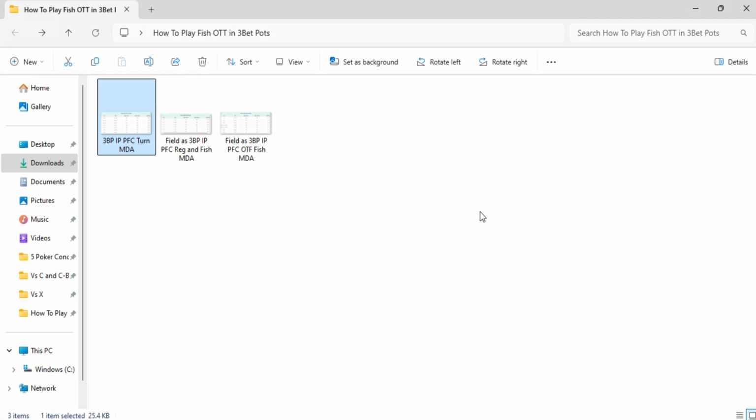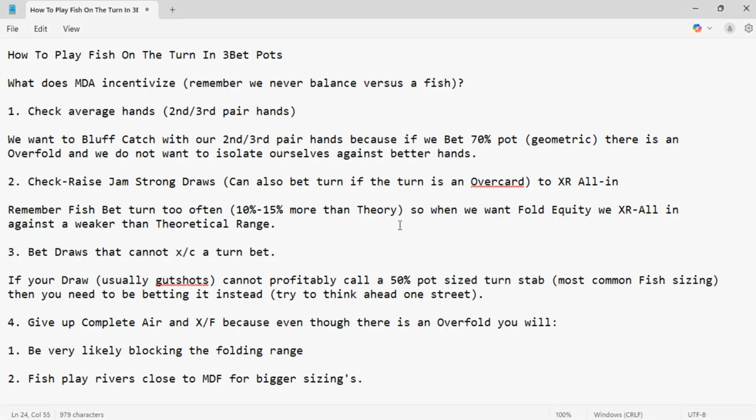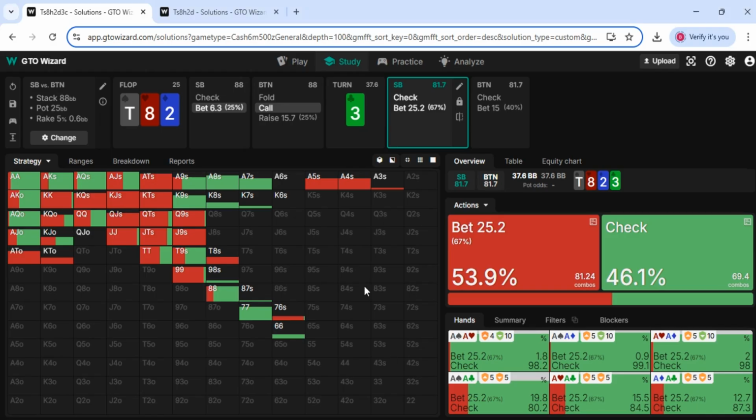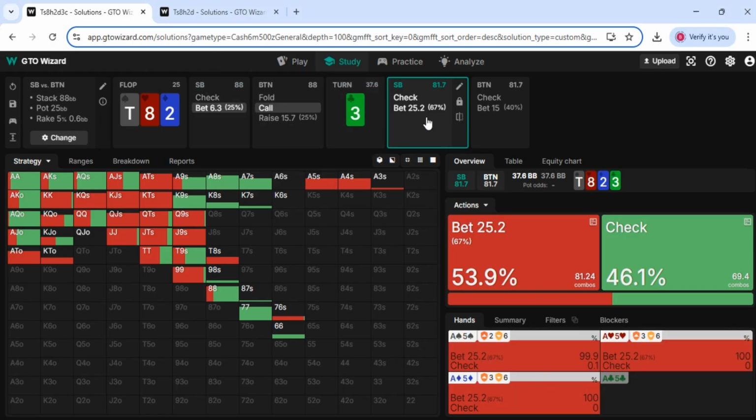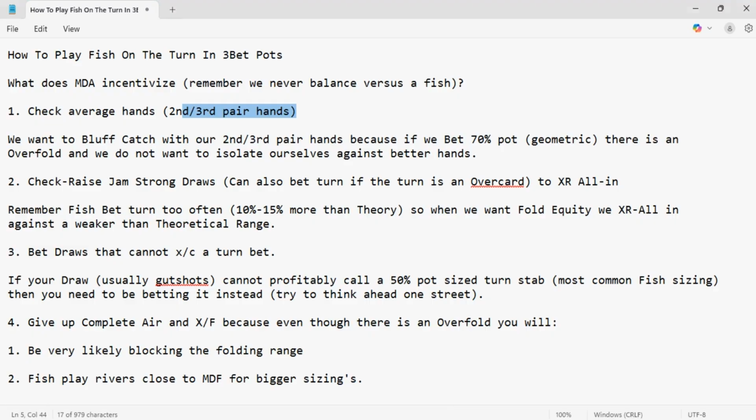But how should we construct our range for other parts of it? Well, let's go to notes. We want to check average hands, bluff catchers, any second or third pair hand. So if I have a hand like ace-8 of clubs, I should never be betting on the turn with ace-8 of clubs. I want to check call down. Conversely, if I have a hand like pocket 7s, pocket 6s, always do the same thing. If you have a bluff catcher, do not bet turn. But if I have a hand like Queen Jack that can't really call a 50% stab, I should be barreling on the turn for a 70% sizing.